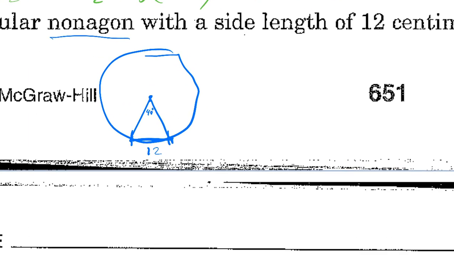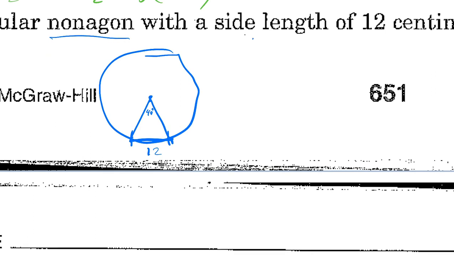All right, and now that's enough. So all we got to do is find the height. So if I cut that triangle in half, I get 20 degrees and right angle and 6.